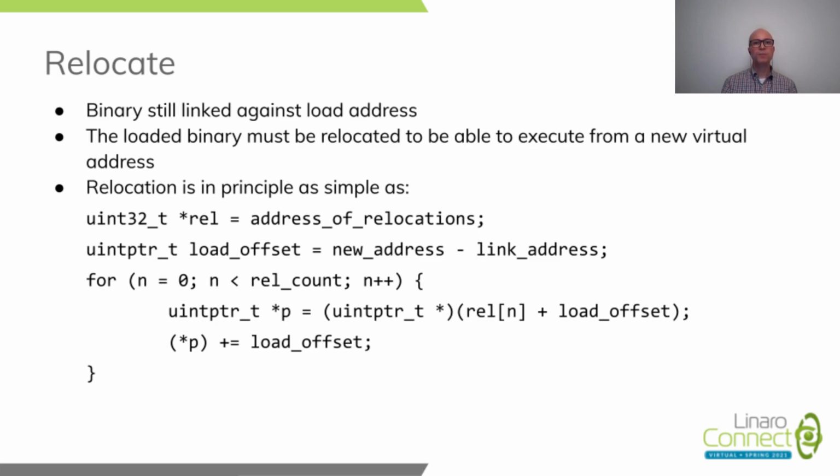Relocate. The binary is still linked against the load address. This is needed since we are starting to execute with the MMU disabled, and we need C code to build the translation tables needed before the MMU can be enabled. Once the translation tables are built, we can relocate the binary and enable the MMU.